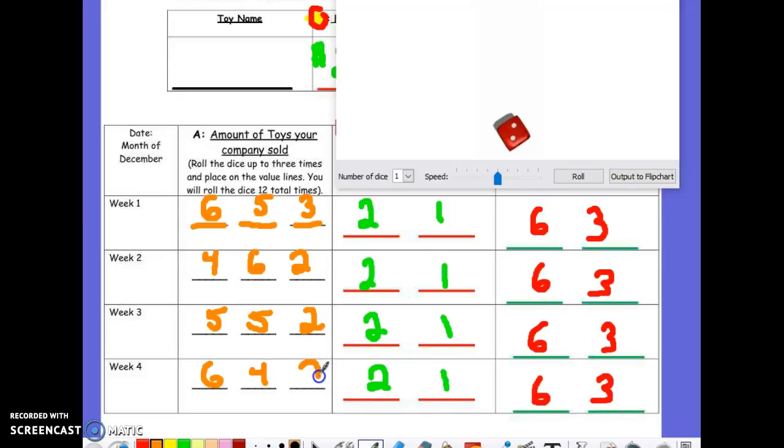2. Not bad. So these are your total number of toys that you sold per week: 653, 462, 552, and 642. You used your knowledge of place value to set your price point, how much it cost, and how many toys you sold. This is the end of part 2. Have fun and use your knowledge of place value.